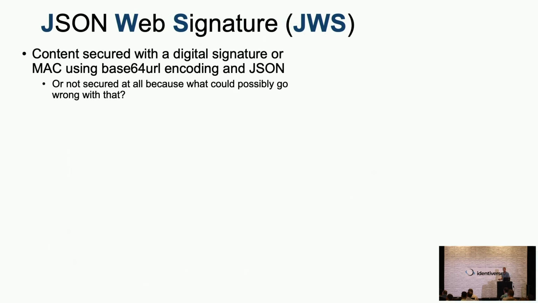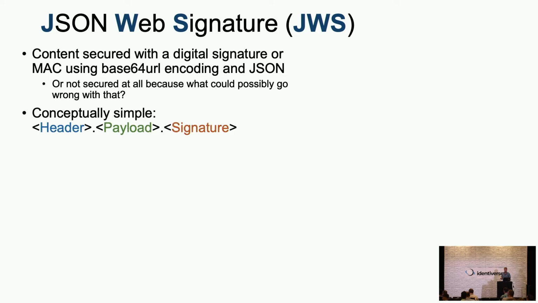JSON Web Signature is content, any content, arbitrary payload content, secured with a digital signature or MAC using base64 URL encoding and JSON. Or it could be not secured at all because, what could possibly go wrong with that? Conceptually, it's pretty simple. You have a header, a payload, and a signature concatenated together with a period character that make up a JSON Web Signature object.